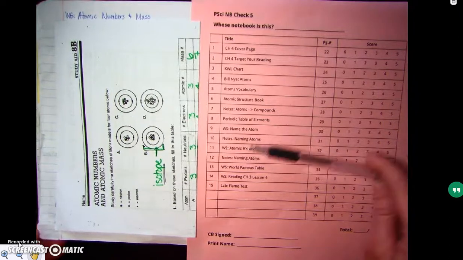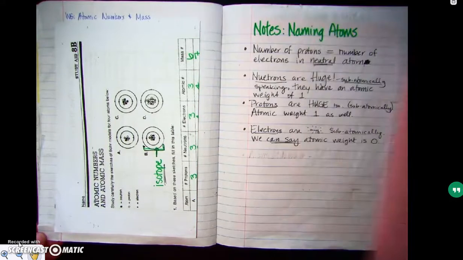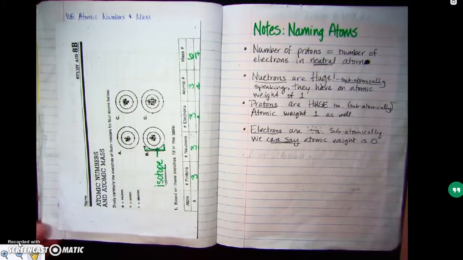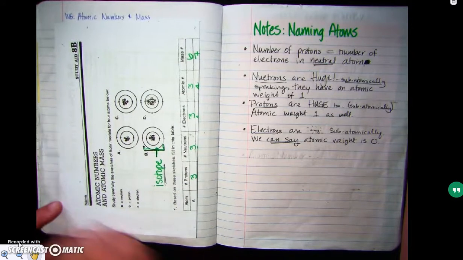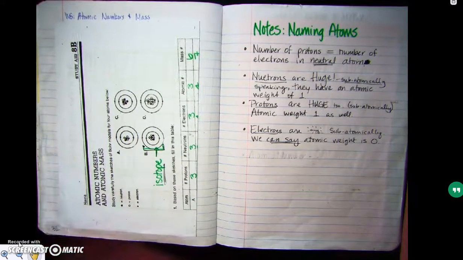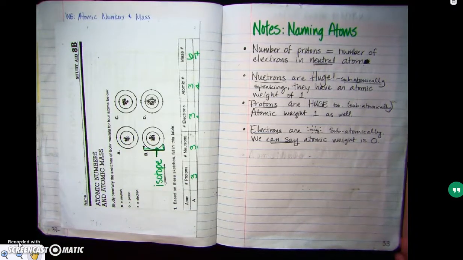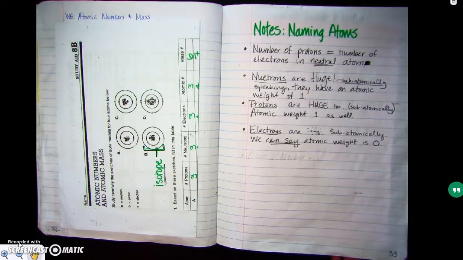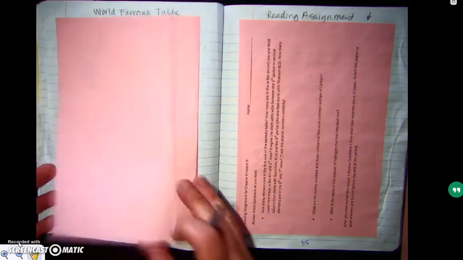11 and 12. Worksheet on atomic numbers and mass, that's this one. And then more notes on naming atoms. And that should be, if you're following along with me, pages 32 and 33. And like I've said before, your pages don't have to be numbered perfectly, but keeping things in order is helpful. As long as all the atomic stuff is together, I'm a happy camper.